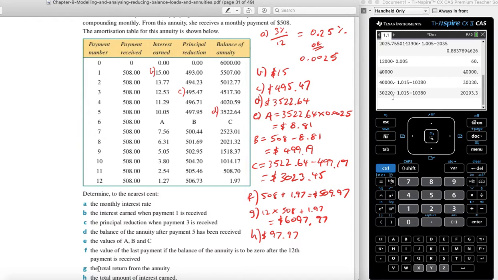Part G, the total return from the annuity. So the total return was 12 times the $508 payments, because there were 12 payments of that amount, plus the little bit left over at the end. So it was $6,097 plus the 97.97. So the total amount of interest earned over that time was the $6,097.97 minus the $6,000 they invested, which gave you a total interest of $97.97.